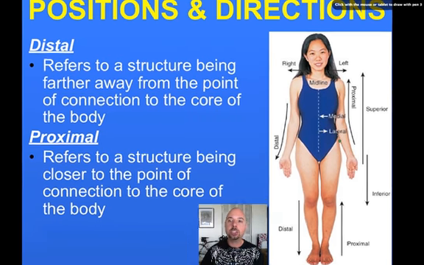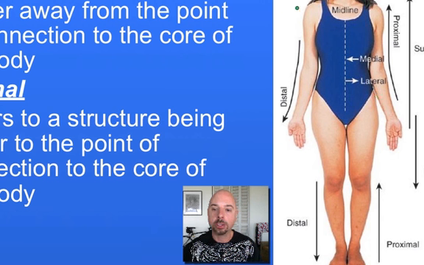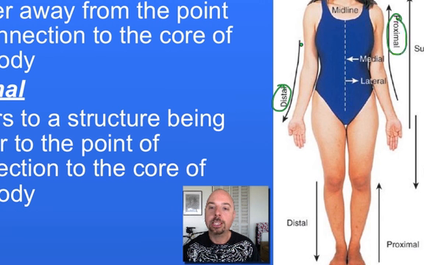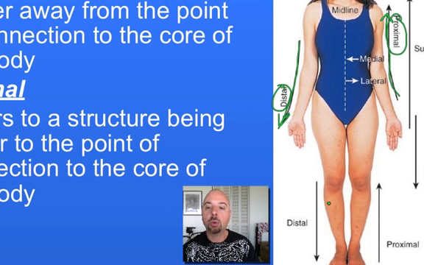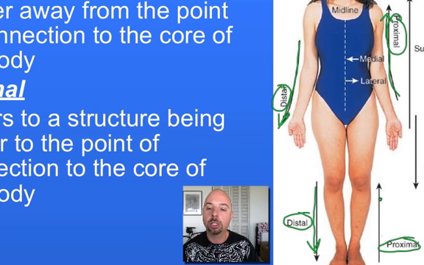So we can see these terms here. I'll circle them on our diagram. Here is distal versus proximal. And we can see here with distal, we have an arrow that's pointing away from where the arm is connecting to the shoulder. And proximal, we have an arrow that's pointing towards where it connects. Now our legs are the same thing. Here's distal with an arrow pointing away, and here's proximal with an arrow pointing towards.